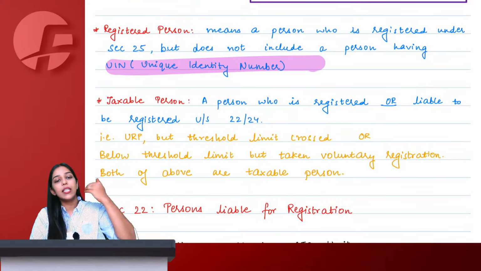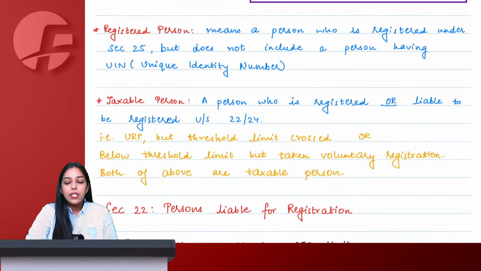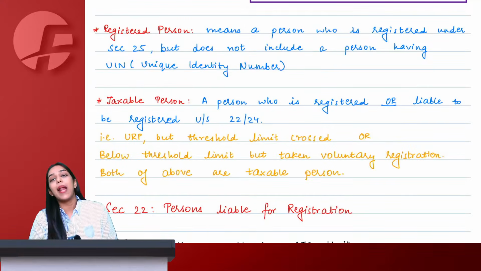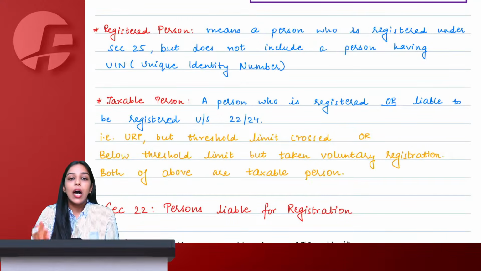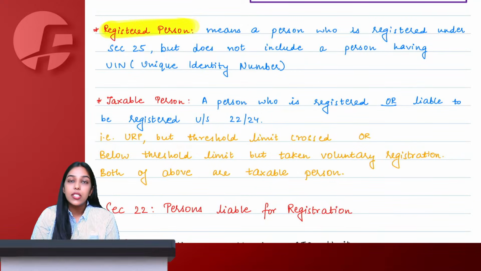Every person that takes a registration becomes a registered person, except for UIN holders. UIN holders we will study in this chapter only, who they are and why they take registration. But they are not considered as registered persons, which means no compliance burden will come on them. Otherwise, every person, whether he was actually liable or not liable, doesn't matter. Once he has taken registration, he becomes a registered person.